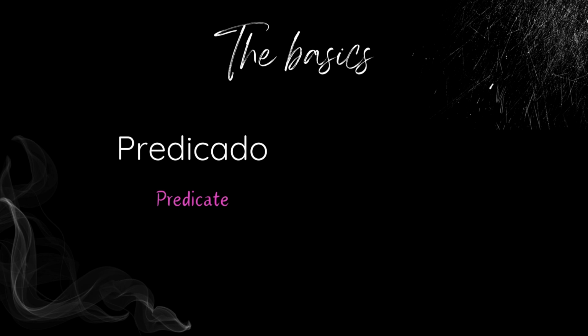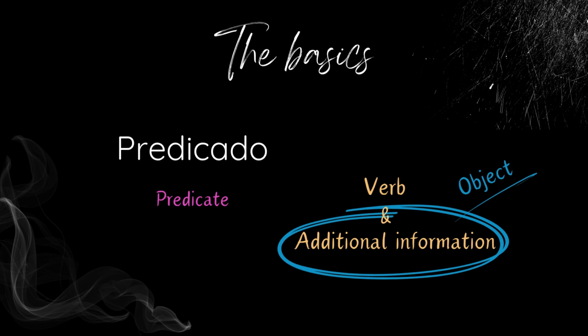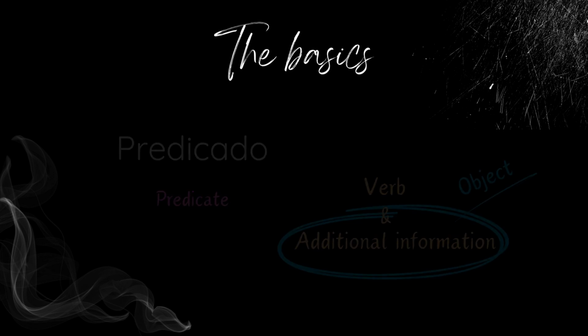At its core and most basic level, the predicate contains a verb. It can also include additional information about the subject. This would be the object in that SVO pattern. We can, of course, make more complex sentences, such as having different clauses, but let's not run before we can walk. Let's focus on understanding how to make basic sentences.